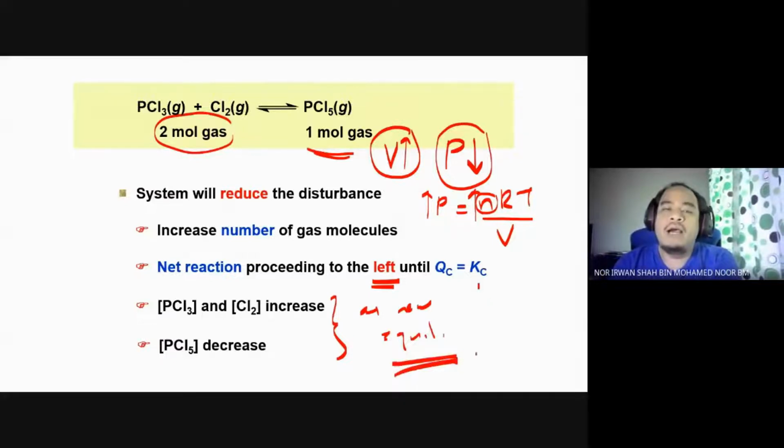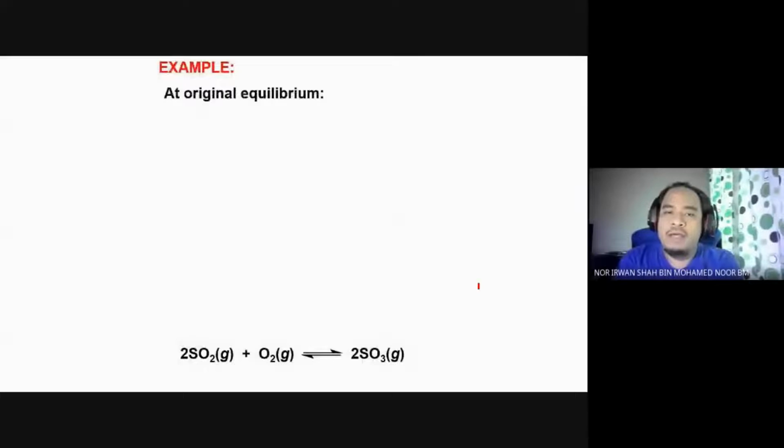So that is how pressure affects an equilibrium system. And now let's look at another example.